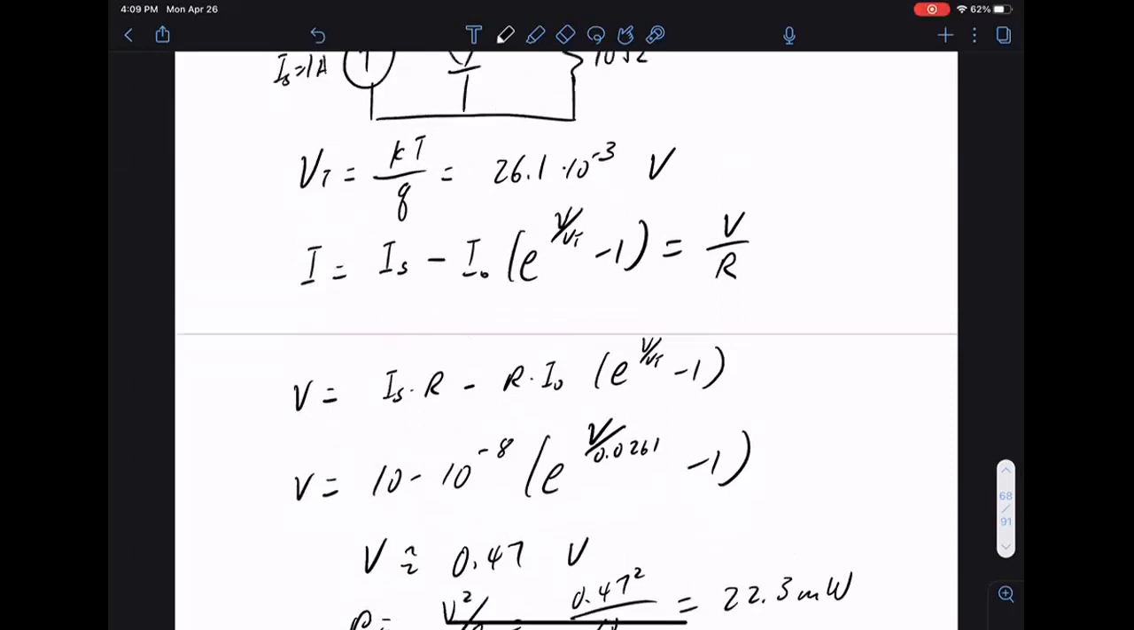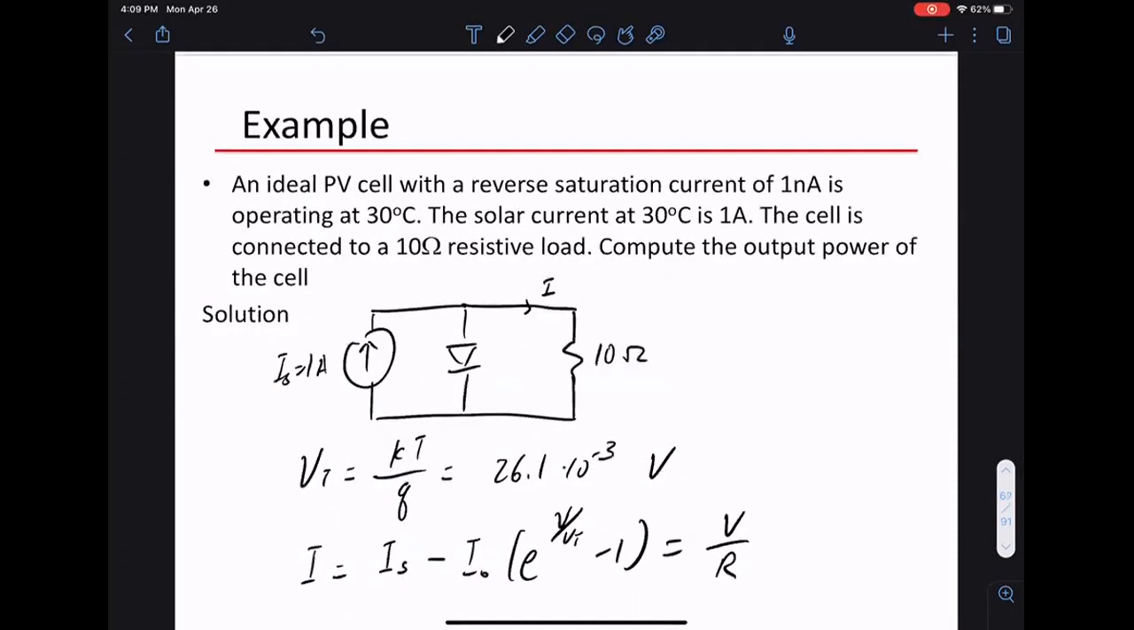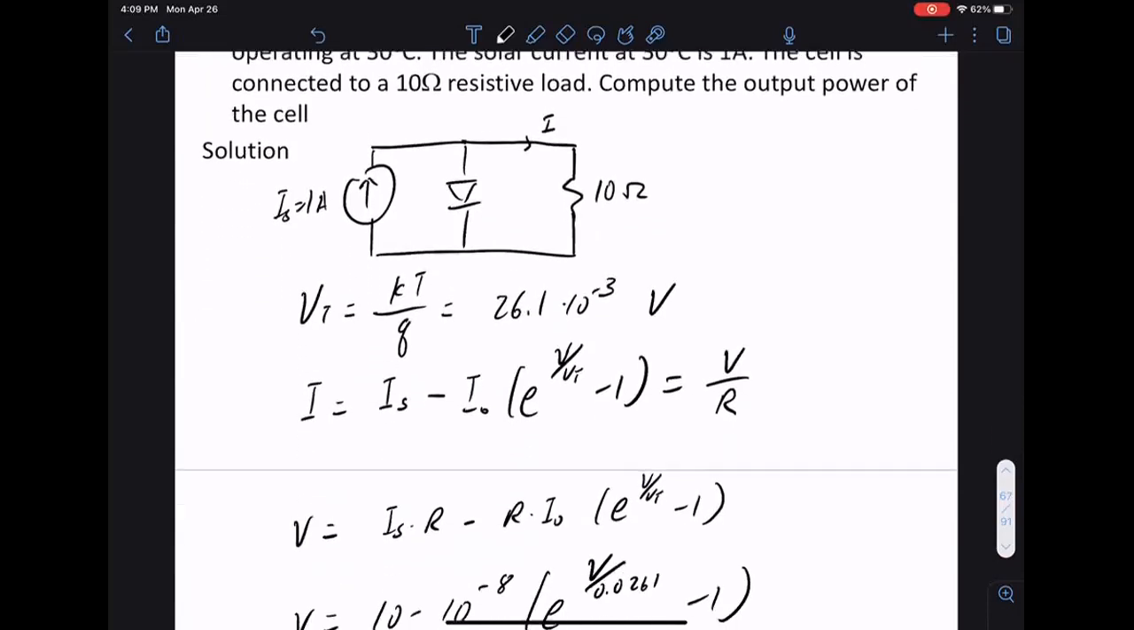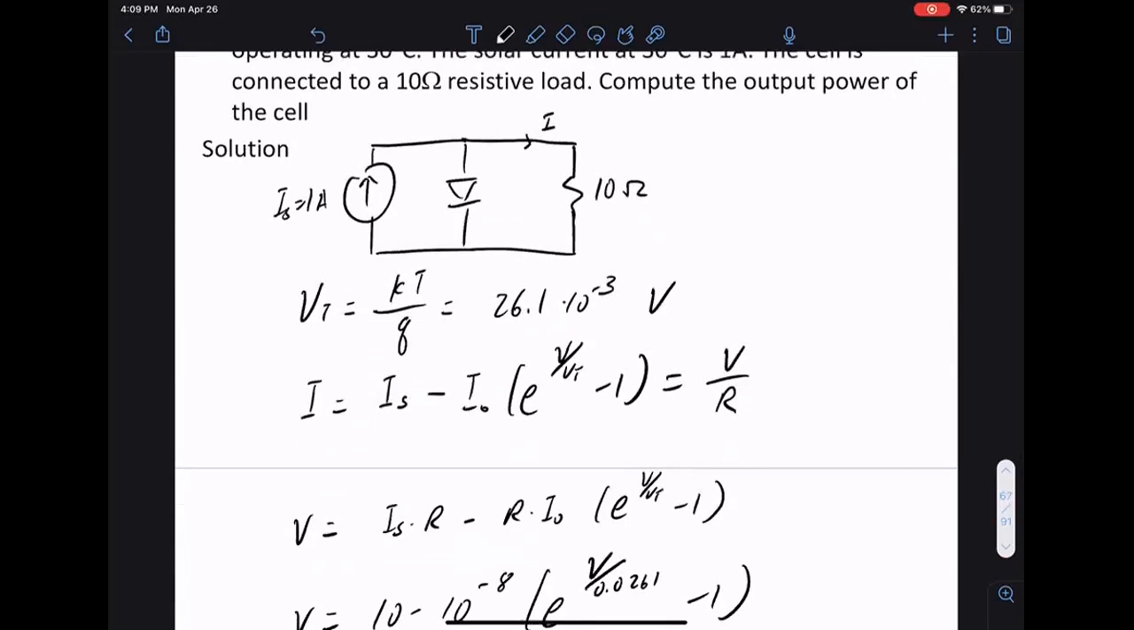Any questions about this example? Okay, so all these questions use the same equation. There's not that many equations for solar. There's basically one equation for solar, the current equation. Then it's just a different way of asking, such as low power, low voltage, low current, and things like that.